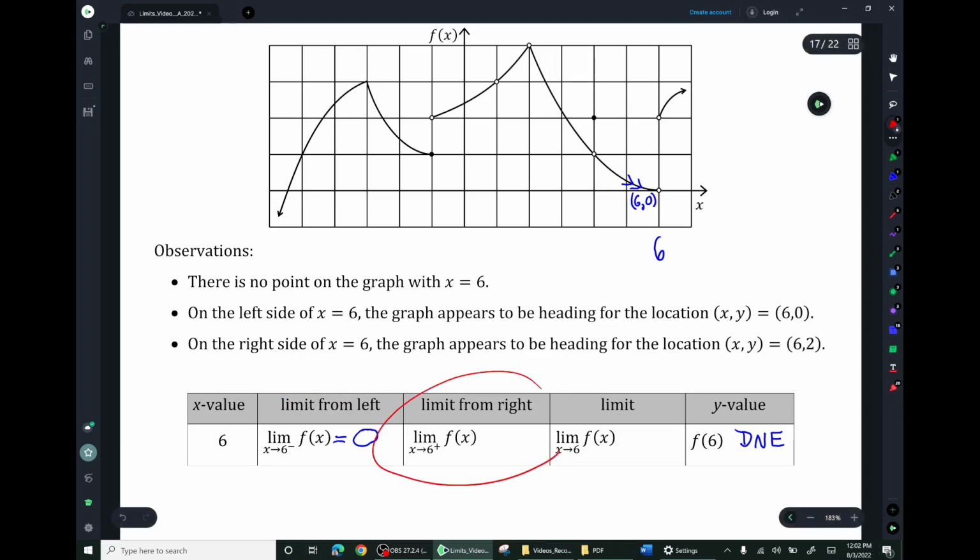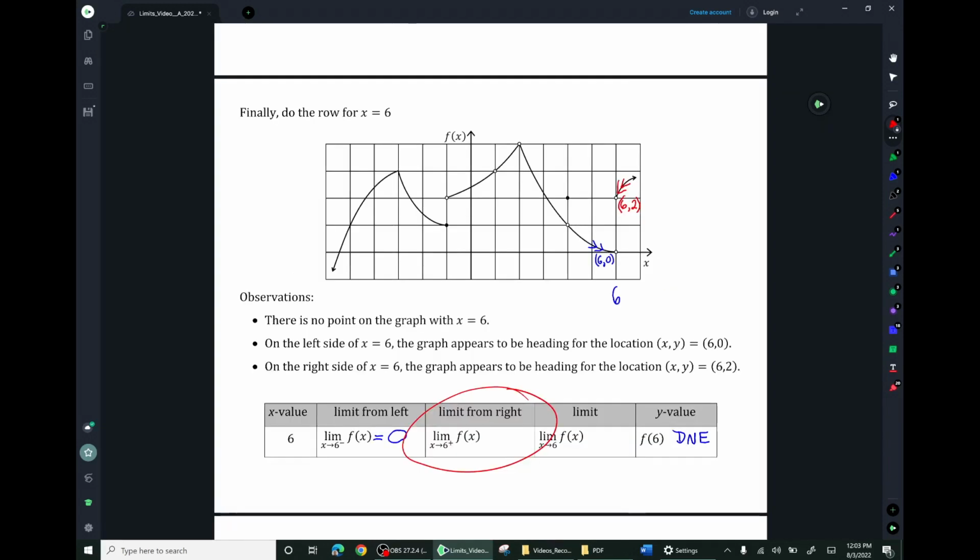To fill in this cell, we zoom in on the graph and observe the trend as x gets closer and closer to 6 from the right. Okay, we notice that the graph is heading for the location 6, 2, so we use those numbers, 6 and 2, to build this limit expression. The limit as x approaches 6 from the right, there's that number 6, is 2. There is the x and the y coordinate of that location that the graph is heading for. Notice again, I was careful to not say the point that the graph is heading for. There is no point at that location.